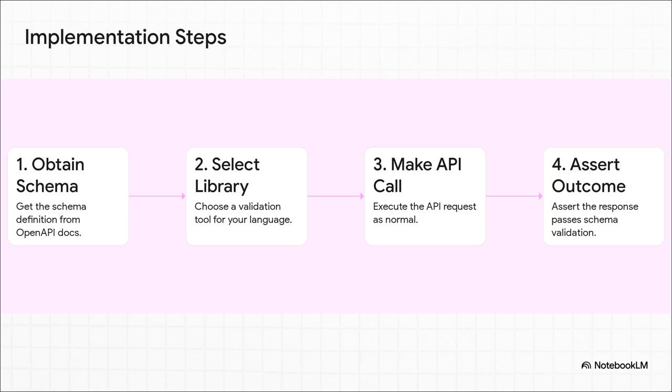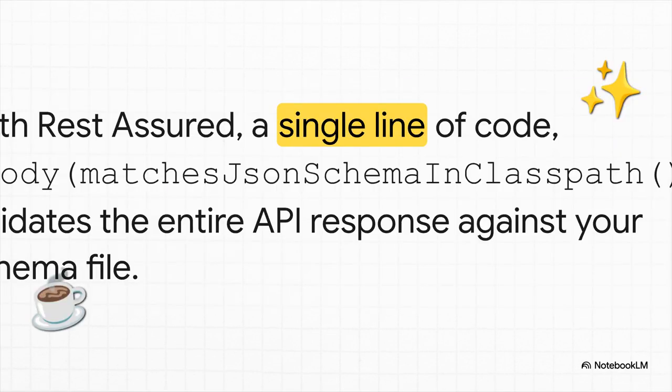That's literally it. So if you're in the Java world using Rest Assured, this is just beautiful. Right after you check your status code, you add this one line. This one method does all the heavy lifting for you. It takes the entire response body and checks it against your schema file. It's clean, it's powerful, and anyone can read it.